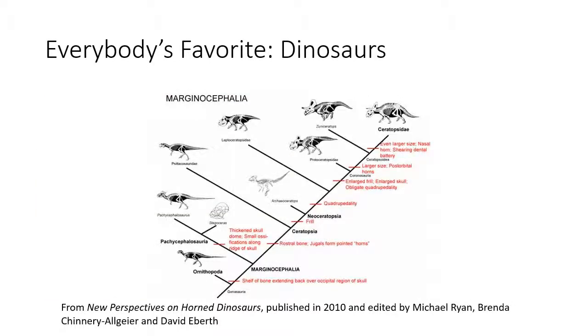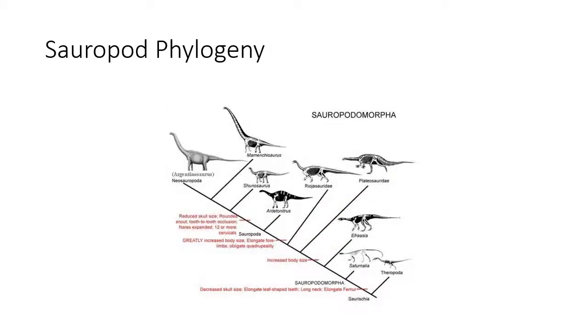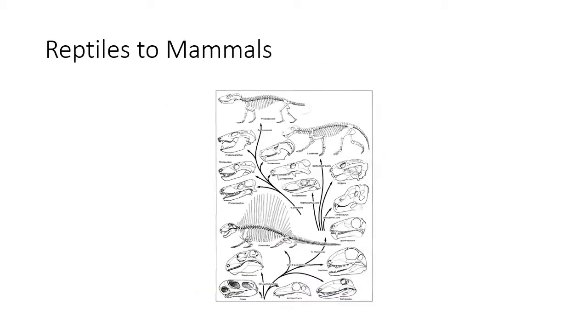And then, of course, dinosaurs, you can organize them into these nice cladograms where basically you can just organize them based upon the particular traits that they have. So if you wanted to see a nice review of horned dinosaurs, you could go ahead and see that reference there at the bottom. It's a book. You could do this with sauropods as well.